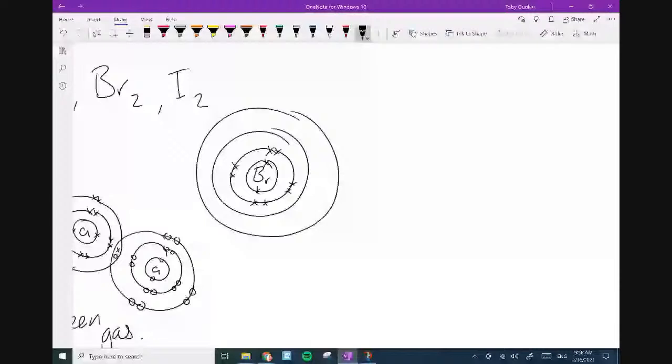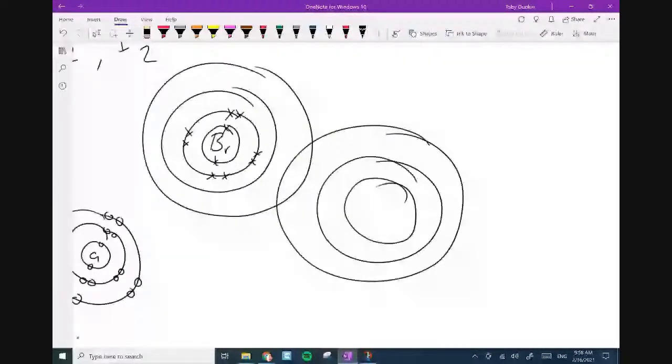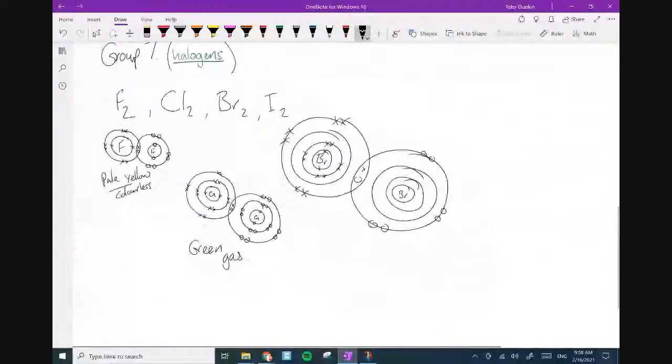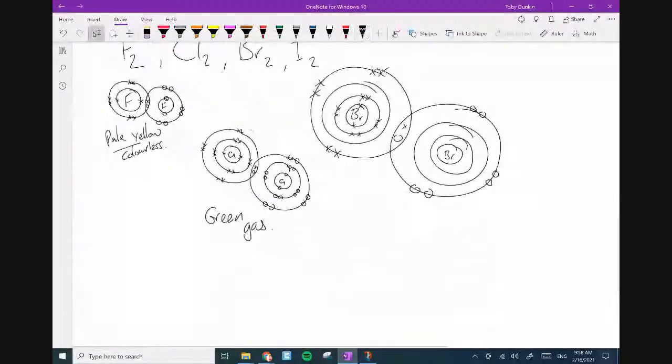Yeah, try and make that the same size as the other guy. There we go. So bromine is now larger. 7 electrons in its outer shell. If you want to know, there's 18 in the third at this point, but you don't need to worry about that. The point I'm trying to get at here, guys, is they're getting bigger.